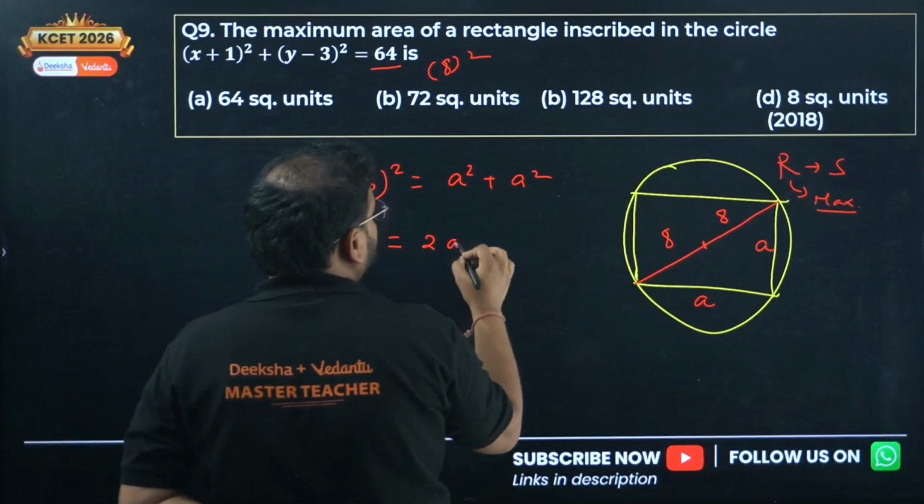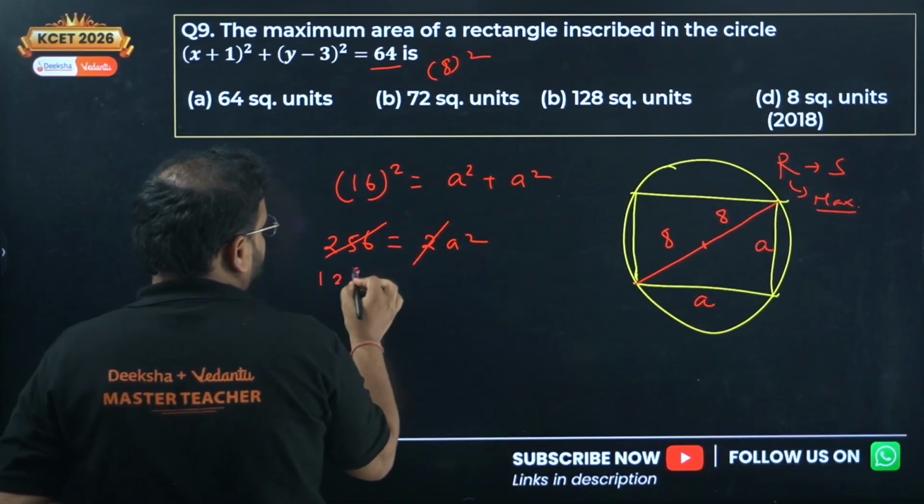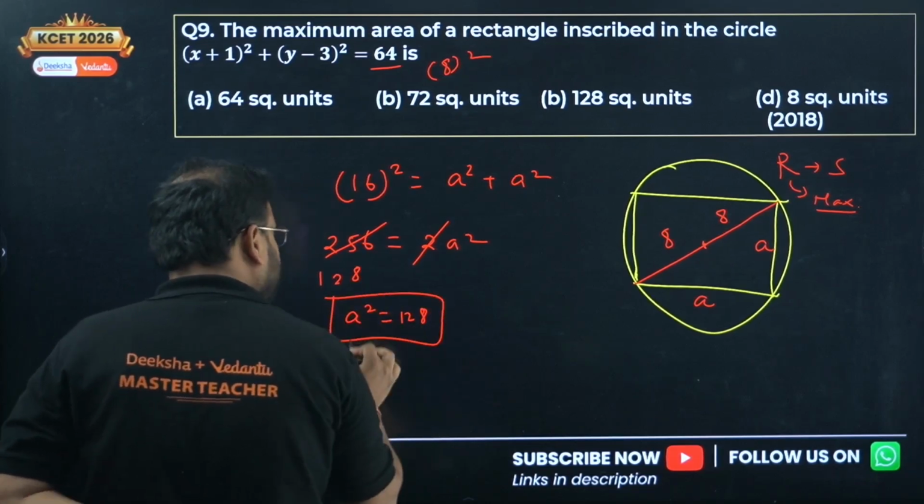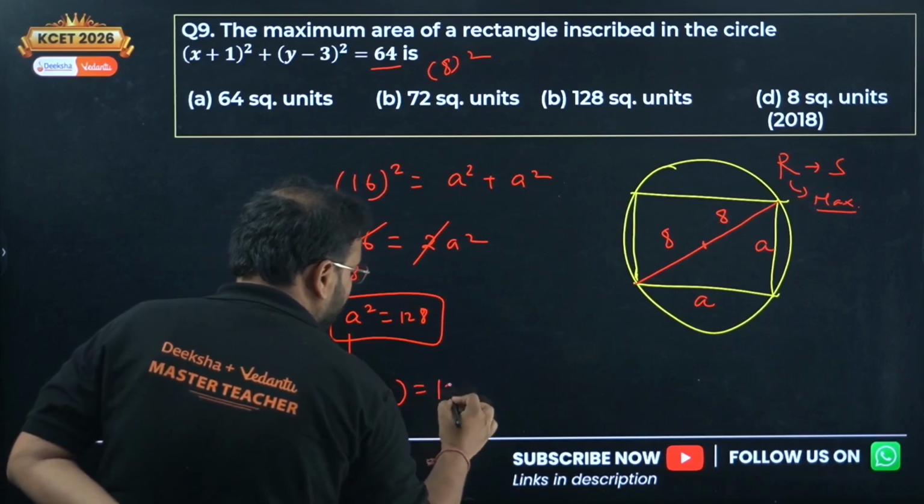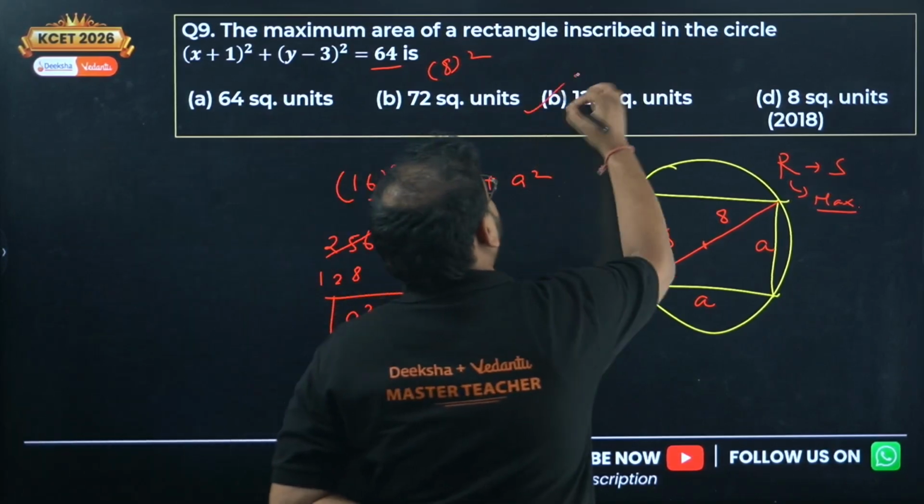I get 2a square, cancel 2 with this. I get here 128. So the value of a square is what? 128. What does a square mean? Area of a square. So 128. Answer is B.